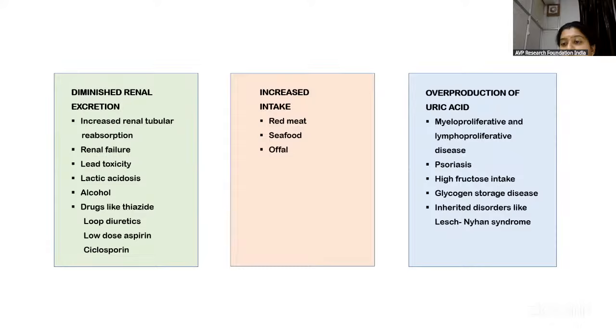And the third factor is overproduction of uric acid. This is mainly because of other systemic illnesses like psoriasis, high fructose intake, myeloproliferative and lymphoproliferative diseases. So, in short, the causes of gout can be classified as increased intake of purine diet, overproduction of uric acid, and diminished renal excretion.